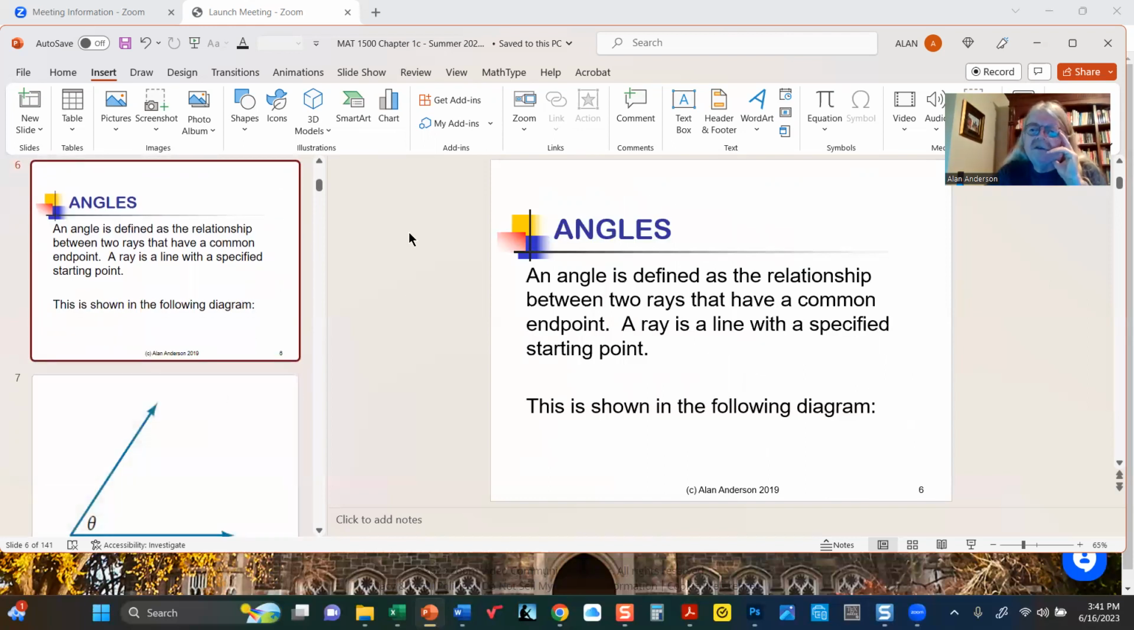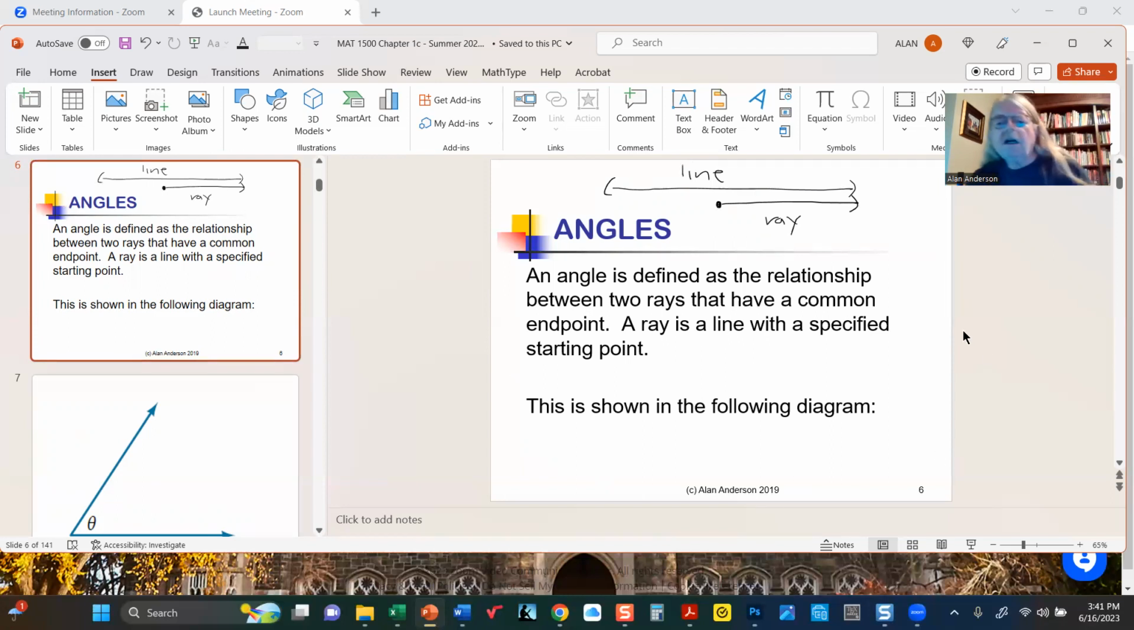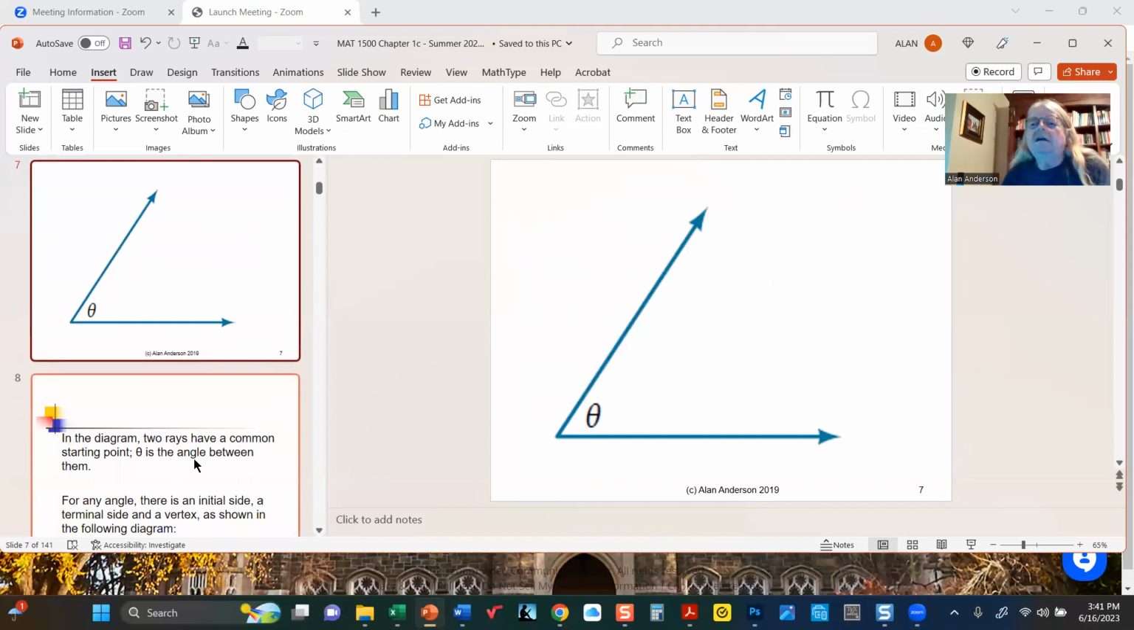Anyway, we're going to formally define what we mean by the word angle. Imagine you've got a ray. Remember, we have lines which go on forever. A ray has a specific starting point, and then it goes on forever in whatever direction it faces. So this is a ray. This is a line. It goes on forever in both directions. If we have two rays coming together at a common point, this theta is the angle between them where they meet.